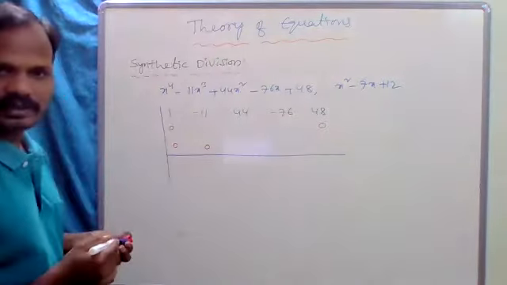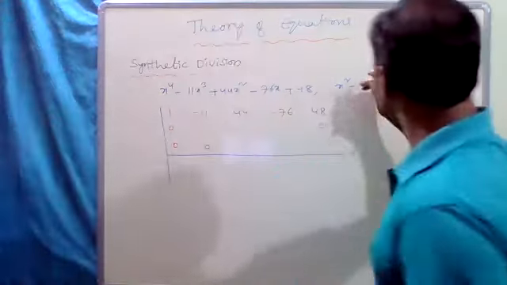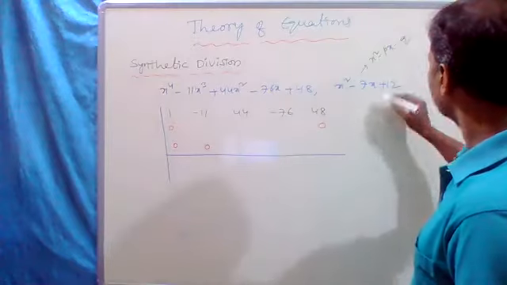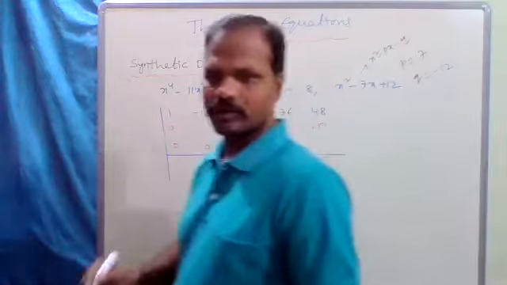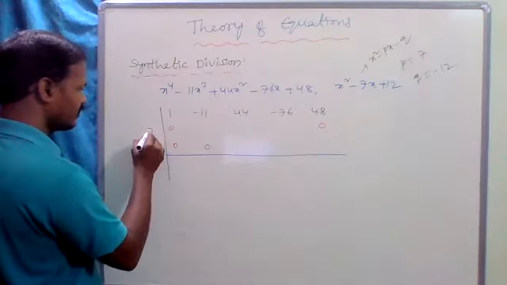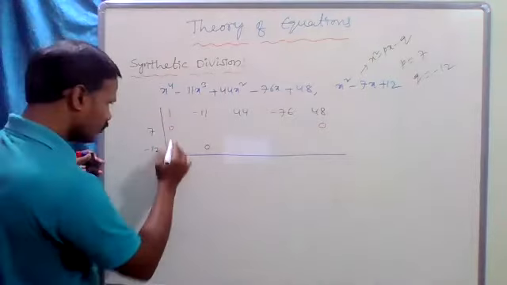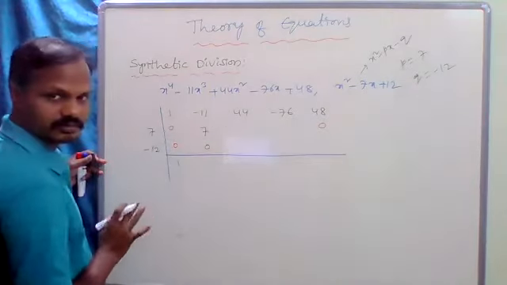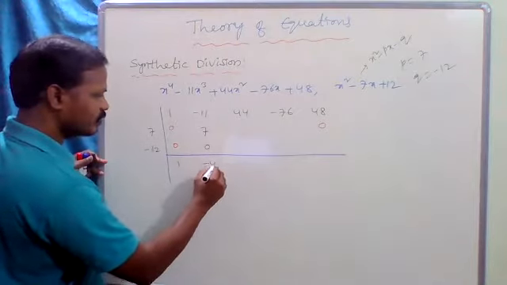So vertical line and horizontal line. Okay na? Now compare this with x square minus px minus q. So what is p? p equal to 7, q equal to minus 12. Now this is 7 here, minus 12. Now adding these three you will get 1. 7 into 1, 7. By adding this you will get minus 4.